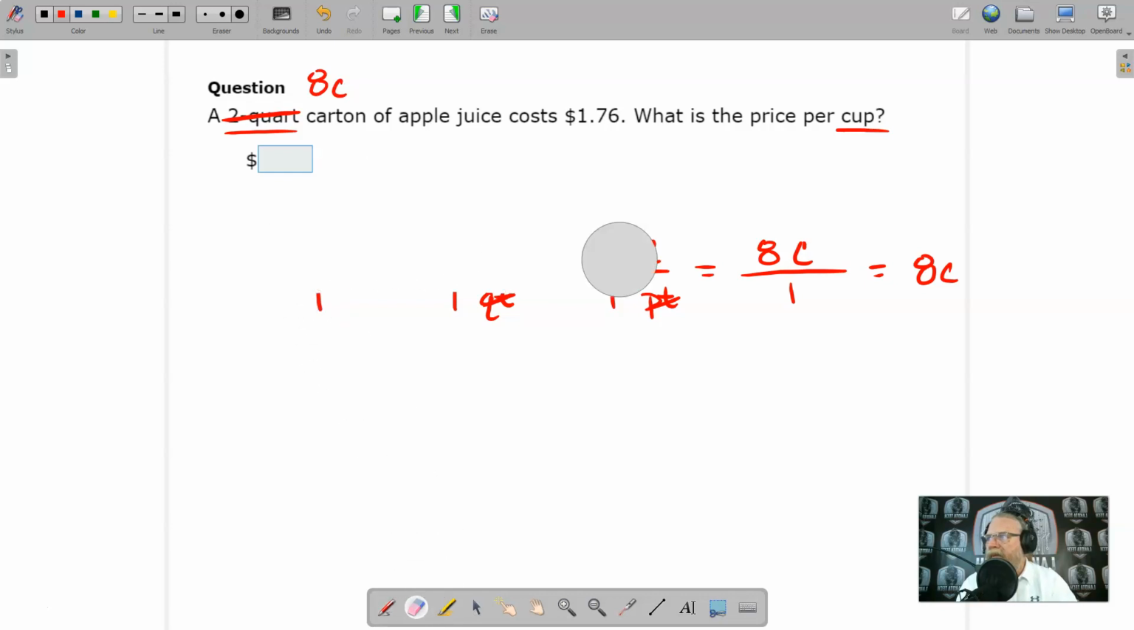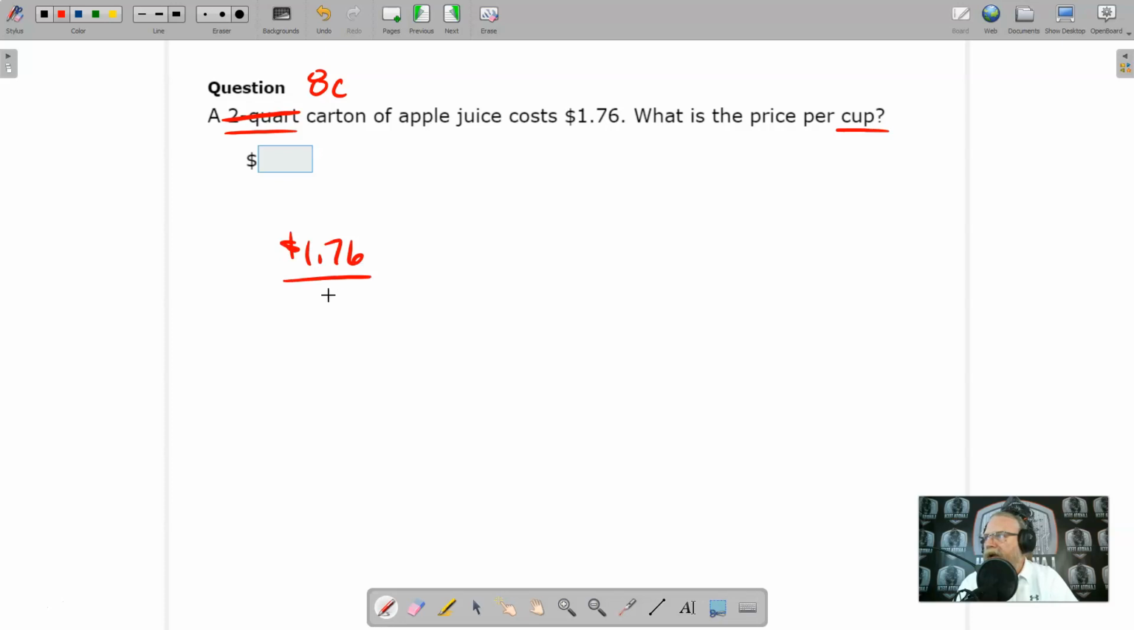And we did all that because the question is asking us what is the price per cup, not quarts. So we had to do some conversions first. So with that said, that is $1.76 for 8 cups. Now let's go ahead and divide $1.76 by 8 and get 22 cents. 0.22 per cup. So 0.22 is our answer.